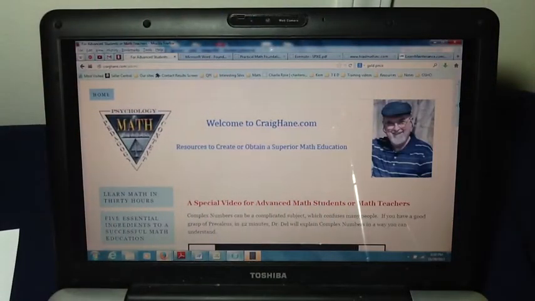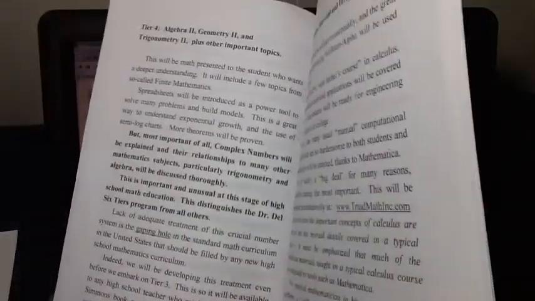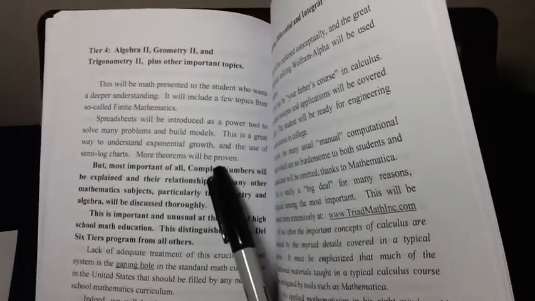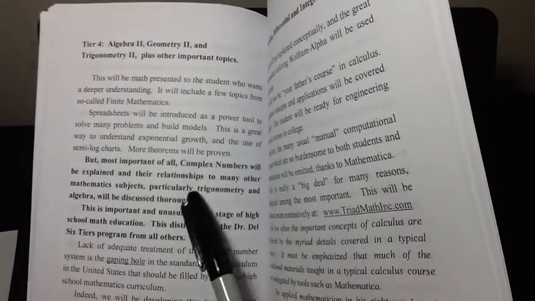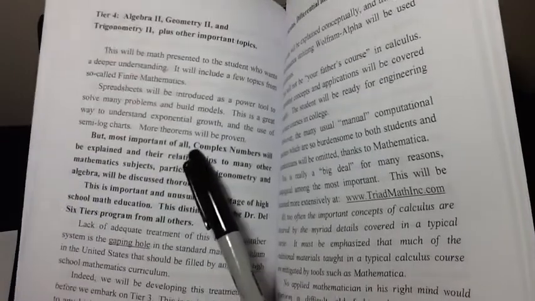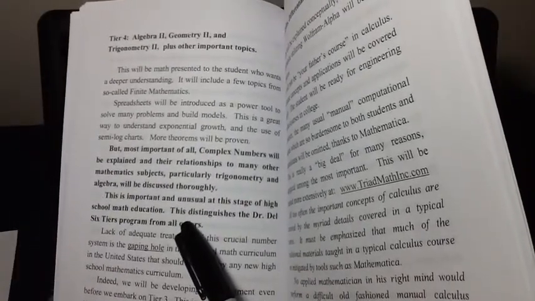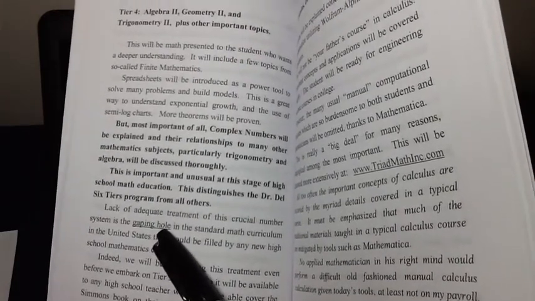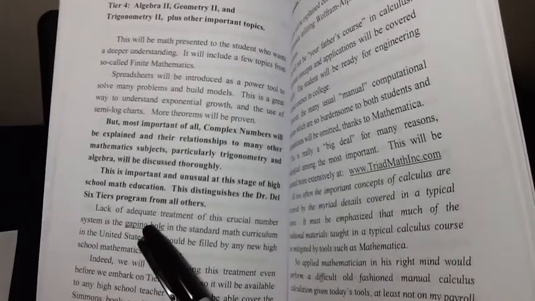But in addition to Tier 4, I do something that is never done today, to my knowledge, at least not in a proper way in high school, and that is we treat the complex numbers in a special way. If you don't know mathematics, this won't mean much to you, but if you do, then you'll know there's something called complex numbers, and it turns out they are extremely important in science and engineering, and I call this the gaping hole in our current standard math curriculum.